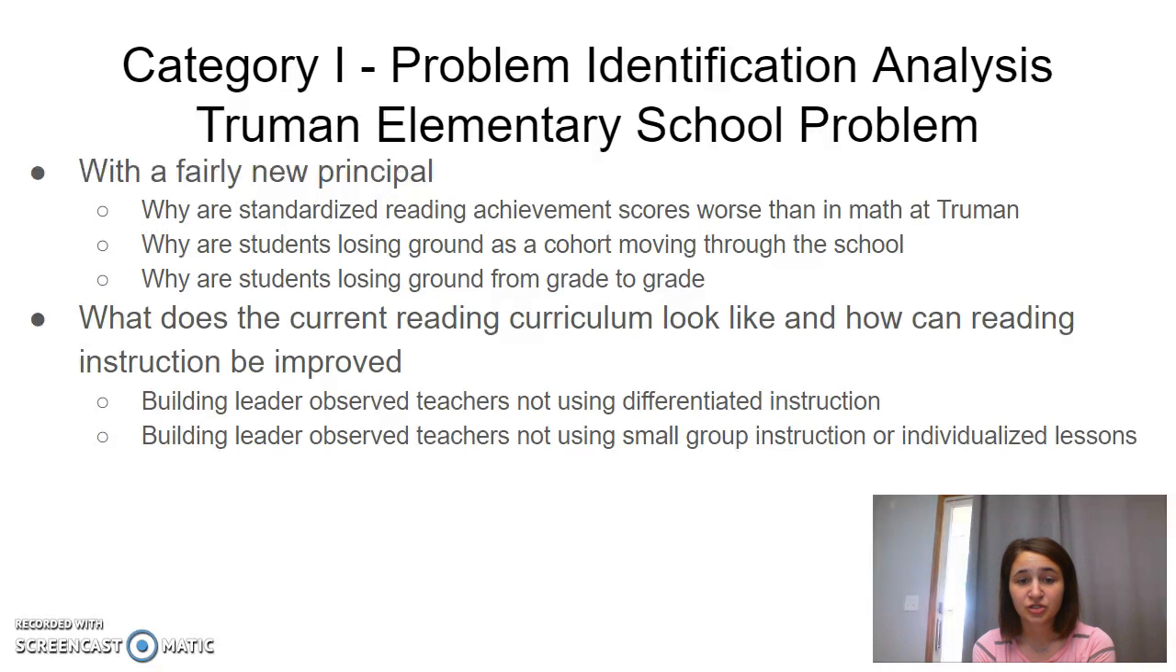The building leader observed teachers not using differentiated instruction, so teaching all of the students in a whole group the same reading strategies, which we know is not effective. Each student learns at their own pace, and they each require their own individualized lessons, which is not what the building leader observed. There was no small group instruction and no individualized lessons.